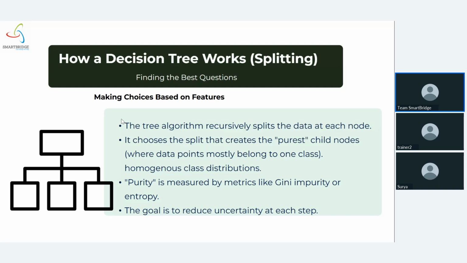We'll be having a root node. For every root node, we'll have a follow-up path, and for every follow-up path, we'll have a question. Here we'll have a metric called purity. Purity is measured by metrics like Gini impurity or entropy. Entropy is a mathematical function.